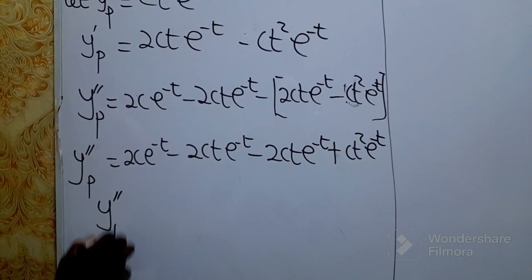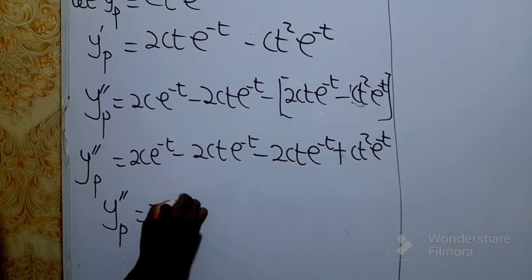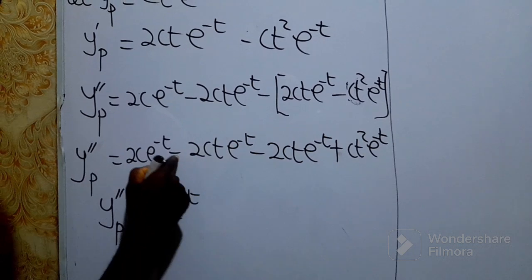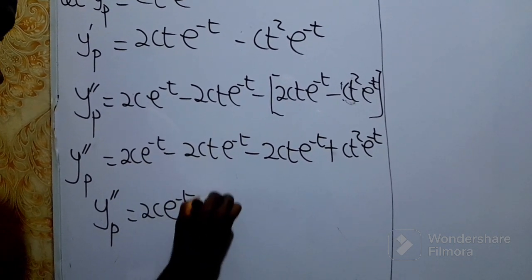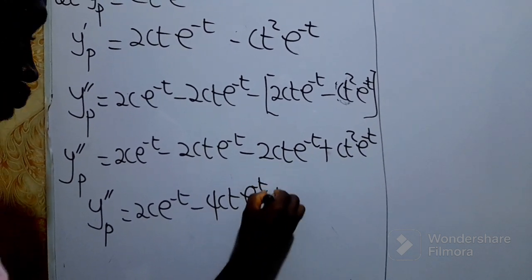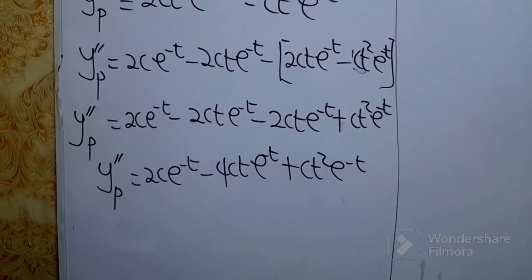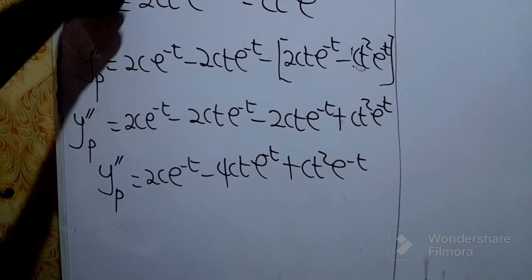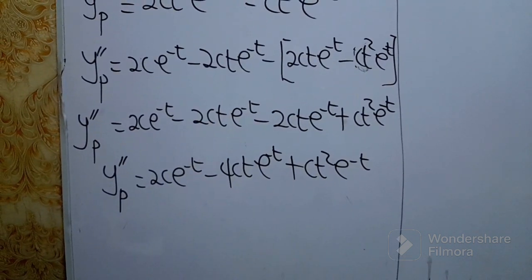Our y prime prime of p will be equal to 2c e exponent negative t. These are like terms, both having coefficient of minus 2ct. So I'll get negative 4ct e exponent negative t, then plus ct squared e exponent negative t. So having gotten our second differential and first differential and the function itself, we substitute into the differential equation and equate it to our non-homogeneous side.